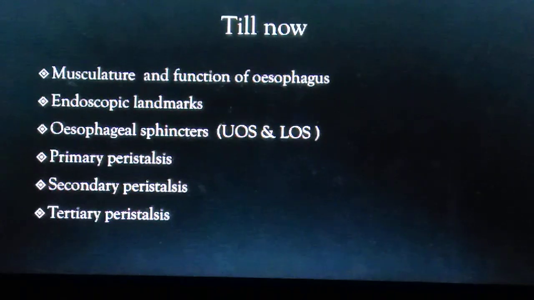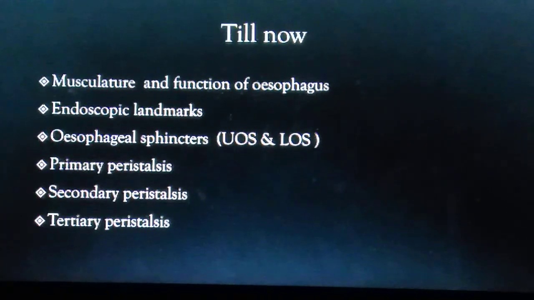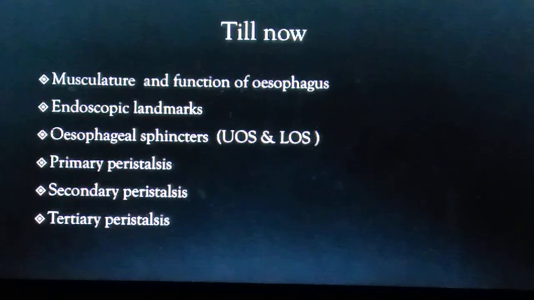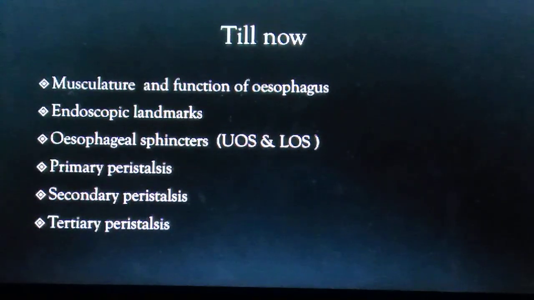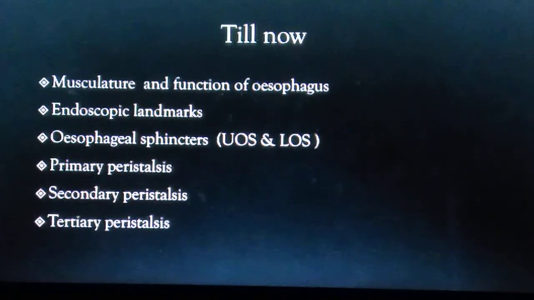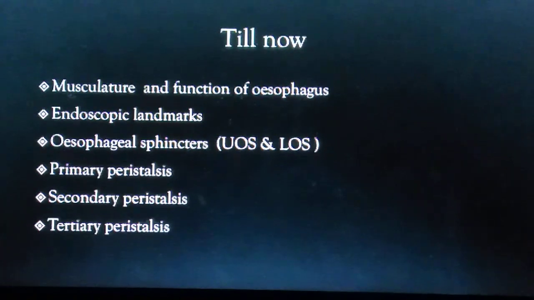Now, till now, we have discussed the musculature, the anatomy and function of the esophagus, the various endoscopic landmarks, the esophageal sphincters, the upper one and the lower one, then the primary peristalsis, secondary peristalsis, and tertiary peristalsis.